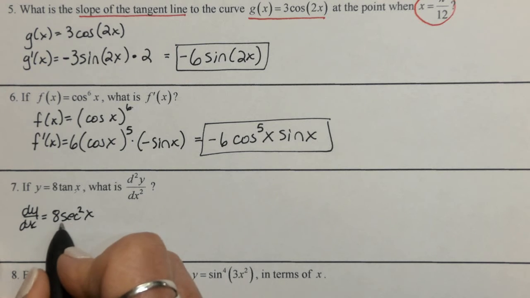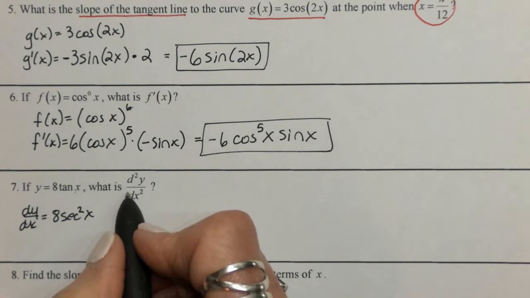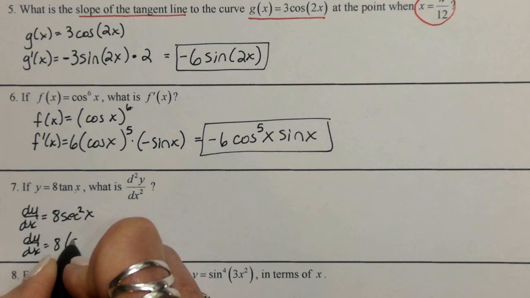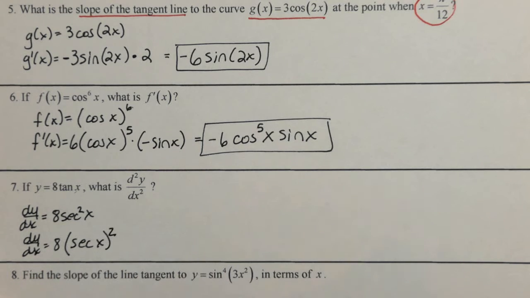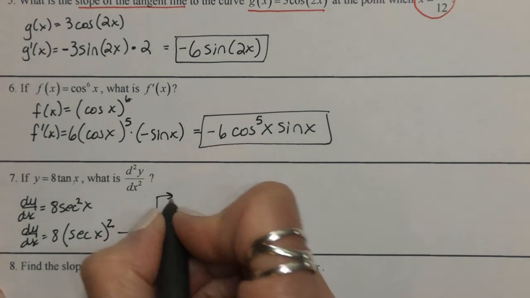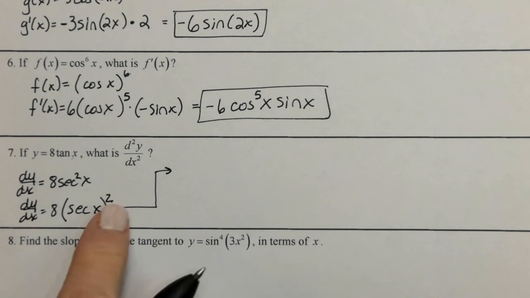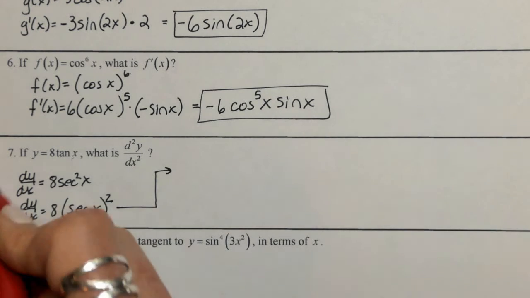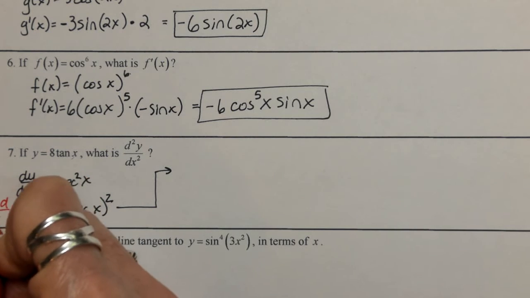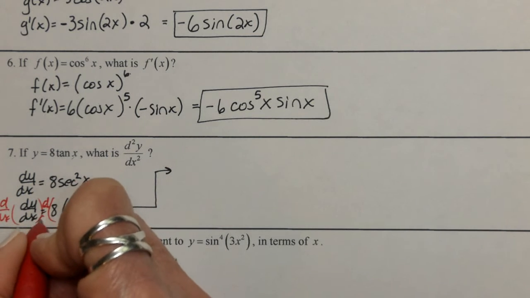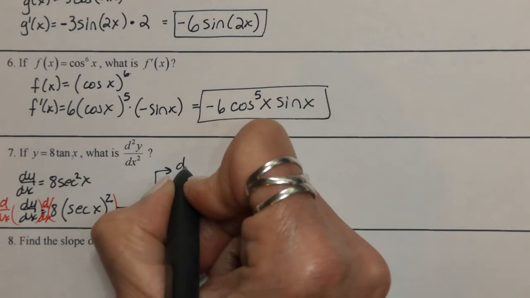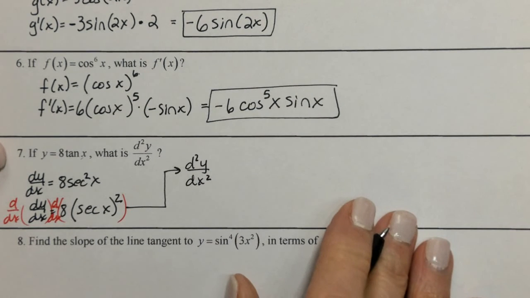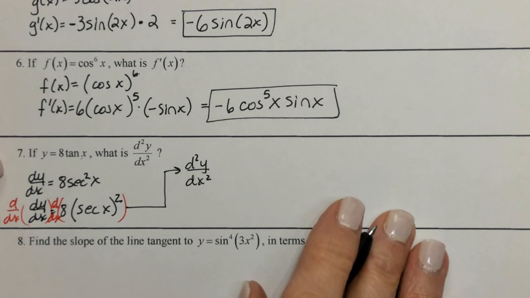And that's fine and good, but now we need to take the derivative again, so I'm going to rewrite this as 8 parentheses secant x squared. That's going to allow me to take the derivative using the chain rule. So now we're going to take the derivative again, taking the derivative of both sides with respect to x. That gives us the second derivative of y with respect to x. That's the traditional notation for a second derivative using this dy dx form.